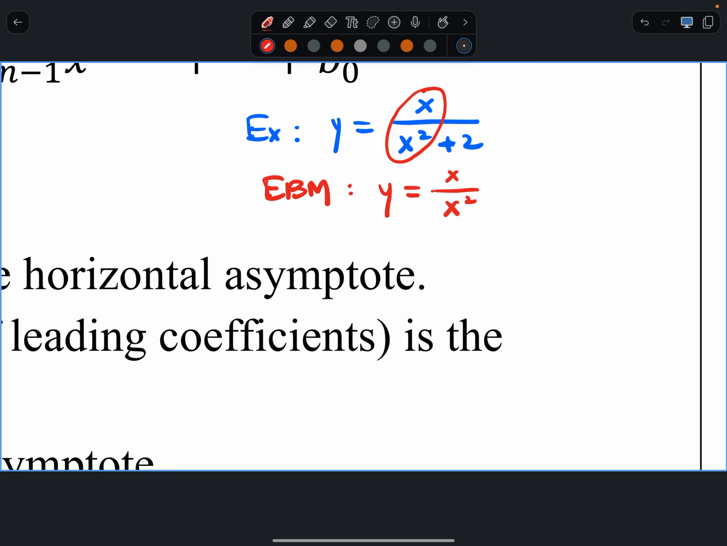Did Ms. Bertrand talk about end behavior model? Nope. No, okay, that's okay. It's just HA. That's good. No, this is good. Now we're talking about it.